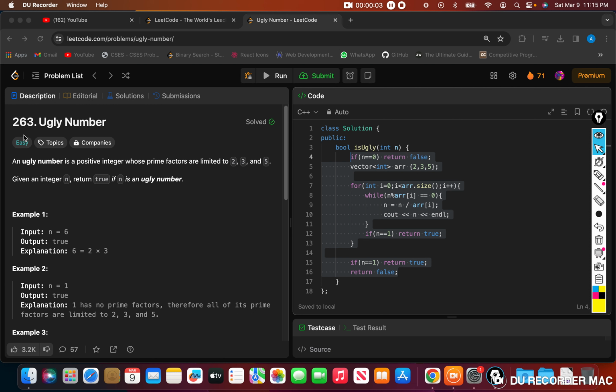Hello everyone. Today we will be solving Ugly Number, problem 263 on LeetCode. An ugly number is a positive number whose prime factors are limited to 2, 3, and 5.